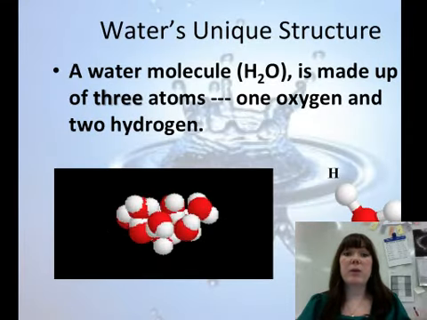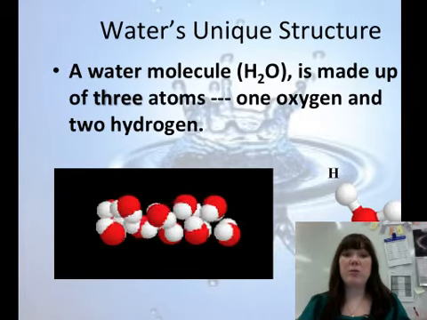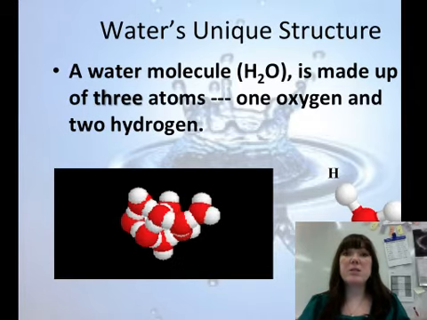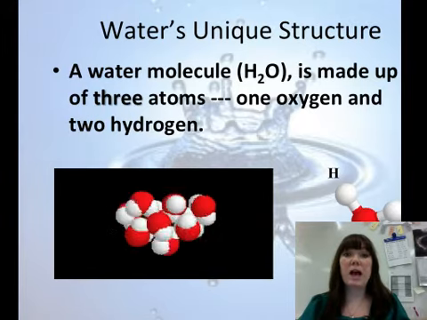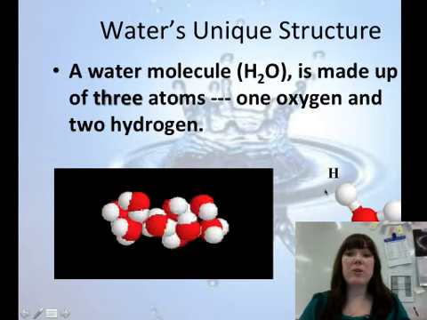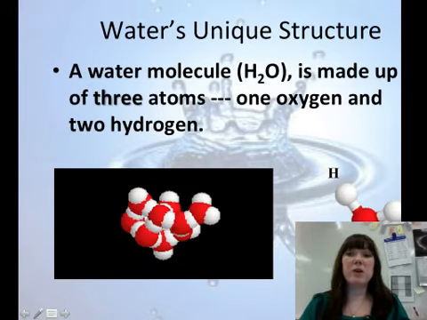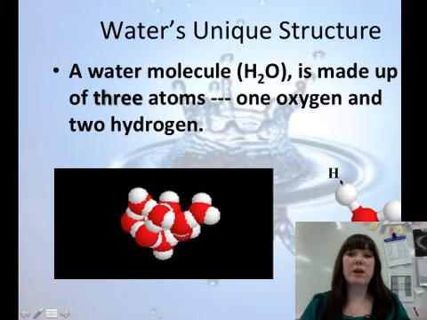Now let's talk a little bit about the unique structure of water. A water molecule, H2O, is made up of 3 atoms. The 2 goes with the H, the hydrogen, so that means there are 2 atoms of hydrogen and 1 atom of oxygen bonded together. Often the molecule is called the Mickey Mouse molecule because it looks like this, with the bigger oxygen atom in the center and 2 smaller hydrogen atoms attached to it.